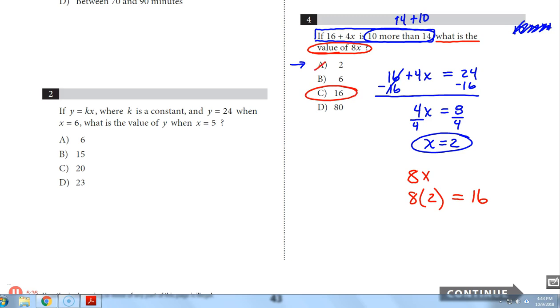This is the correct answer. Do not pick that one. That's the one that they want you to choose, so that you'll miss it and fewer people get it right.